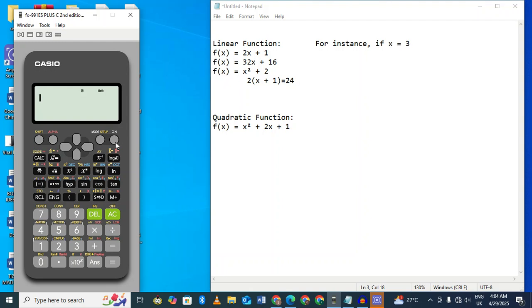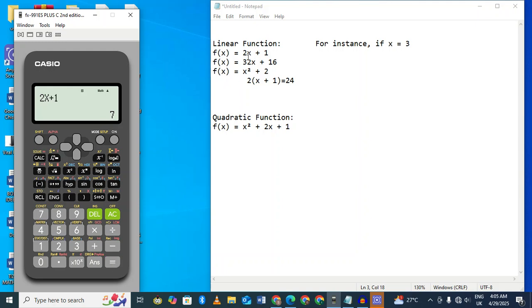So to do this, the first one here, we have 2x plus 1. So simply say 2, alpha x, just to introduce the alphabet, plus 1. And all we need to do is to press the calculator function. Here it asks us to input the value for x, and for this example we're using 3. So all I have to do is hit the equal to sign and we have it.